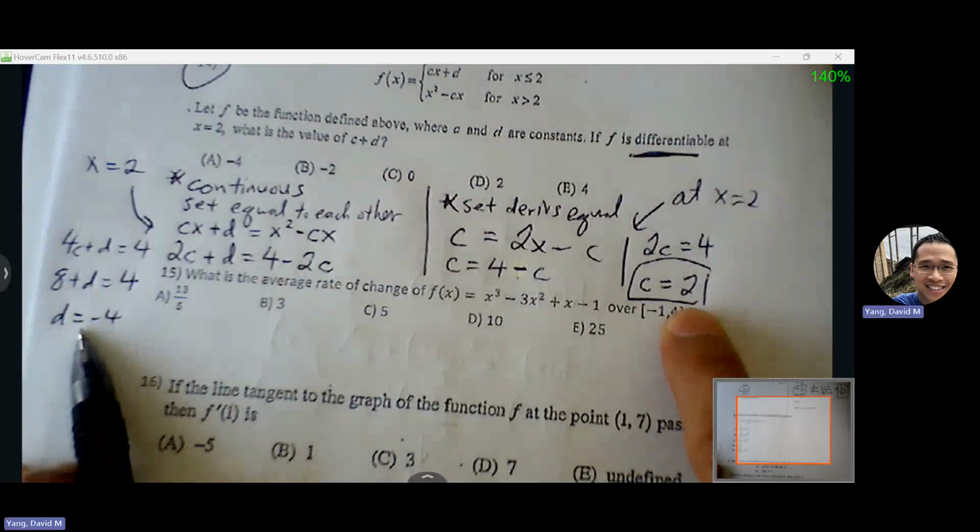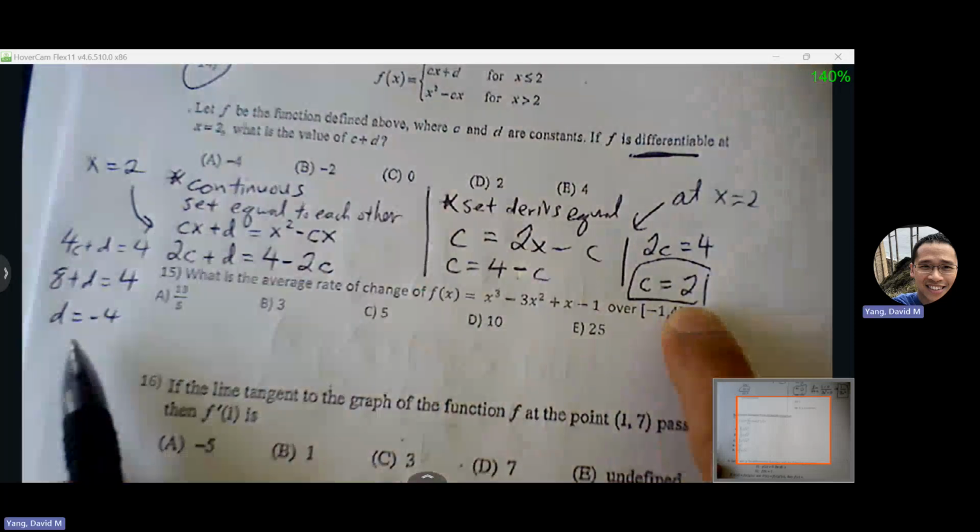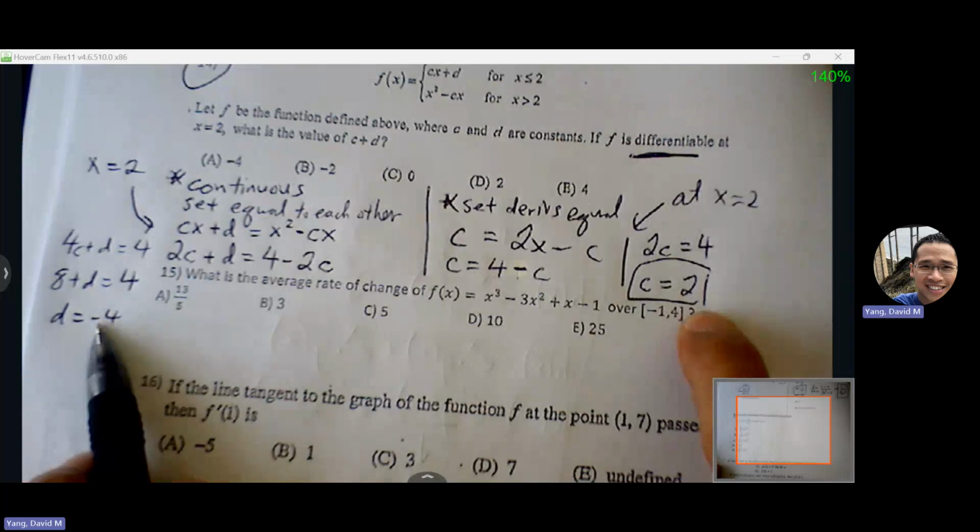So my d is -4, my c is 2. So then c plus d will just be -4 plus 2, which is -2.